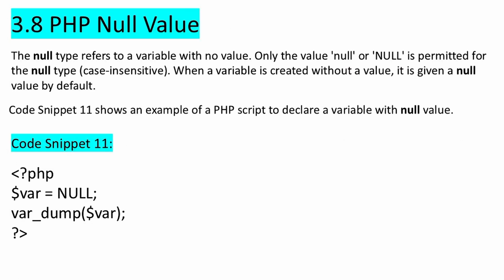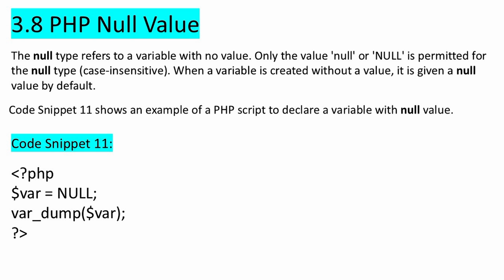The null type is used to represent a variable that does not hold any value. In other words, a null variable is one that has been defined but does not contain any data. In PHP, a variable can be assigned the value NULL or null. Both are acceptable because PHP is not case-sensitive when it comes to the null keyword. If a variable is created without assigning it any value, PHP automatically gives it a null value by default. This means that null is the default state for an uninitialized variable. For example, if you write $a without assigning anything to it, PHP will treat $a as having a null value.